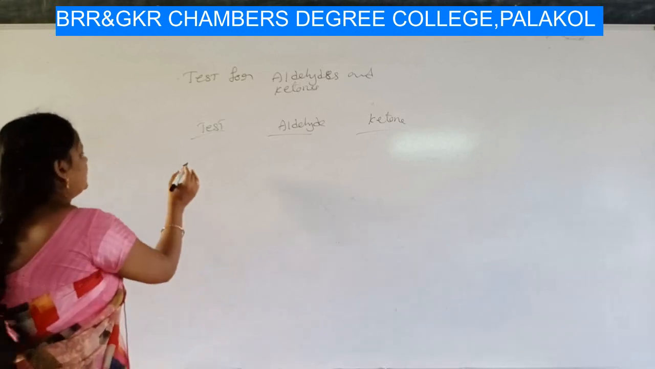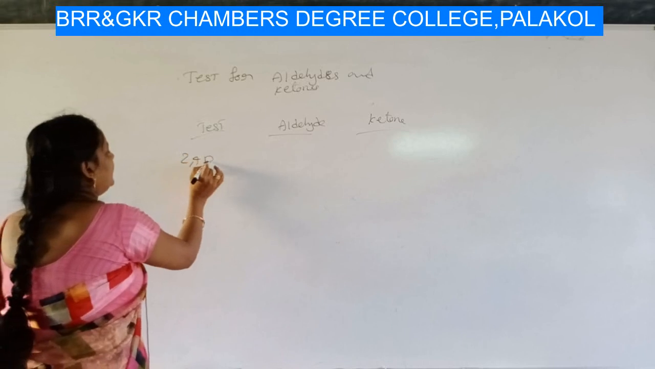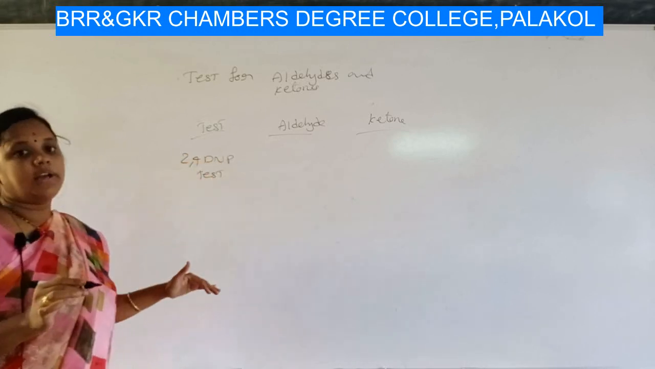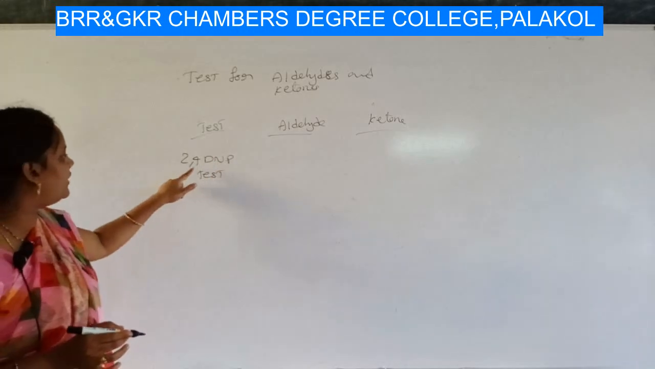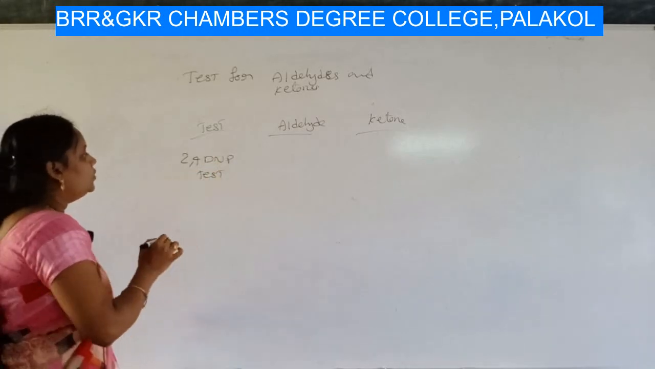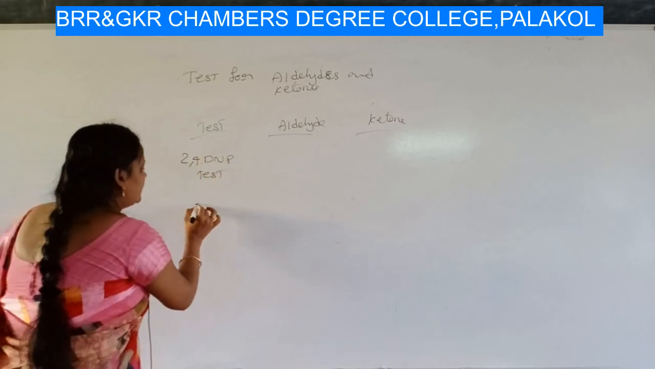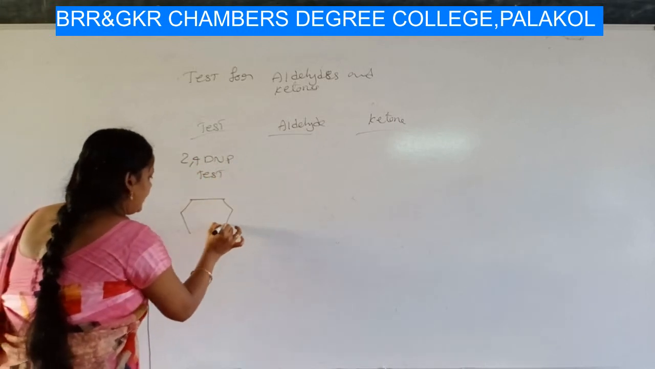Okay, the first test is the 2,4 DNP test. 2,4 DNP means 2,4 dinitrophenylhydrazine. The structure is like this.